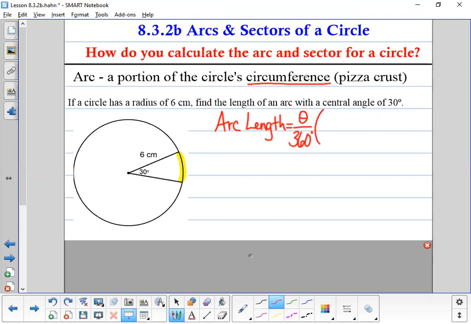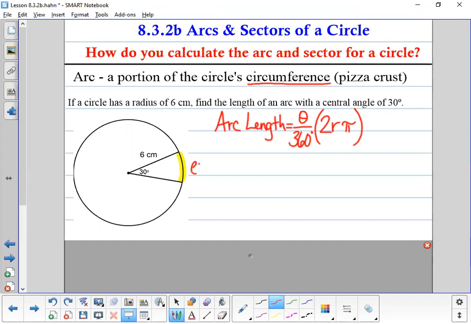And then whatever that fraction is, whatever portion of the circle we have, we are going to multiply it by the circumference. So your circumference can be either 2 times r times pi, or it can be diameter times pi. Either way, you get the same thing. So here is our formula for arc length: the angle divided by 360 times the circumference, 2r pi.